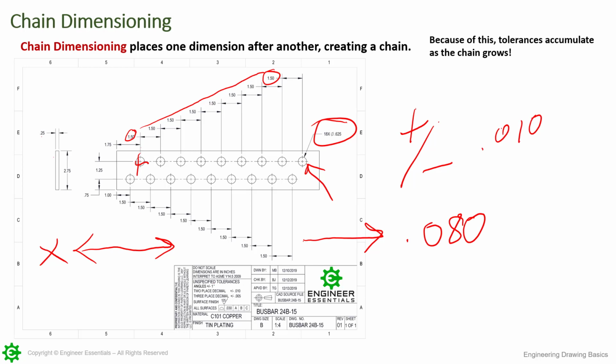Or it could go back the opposite direction and be minus, going the other way. So we would have to go in and subtract that 160 away from our maximum material condition in order to understand how far this could really be off. And when you get to that last hole, if you're using chain dimensioning, like I said, you're going to have to modify that hole now by 160 from MMC.